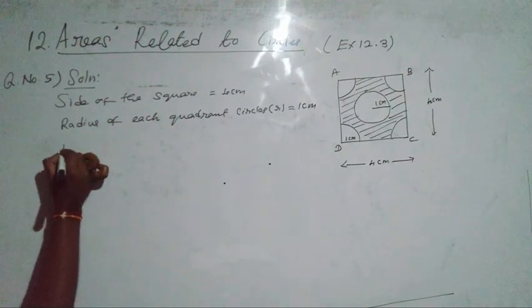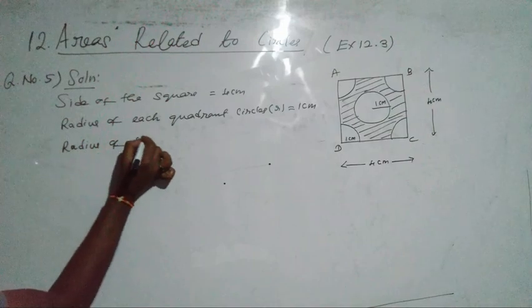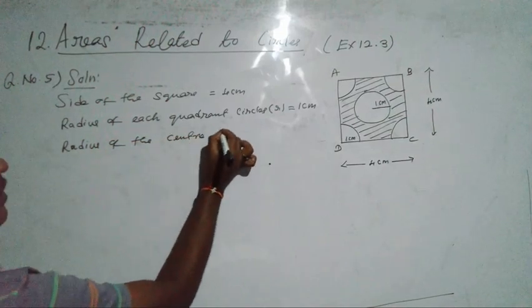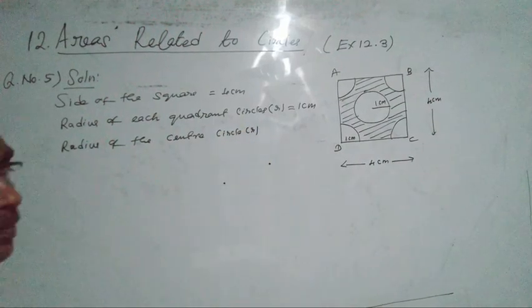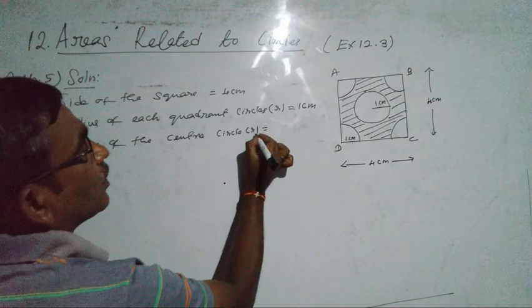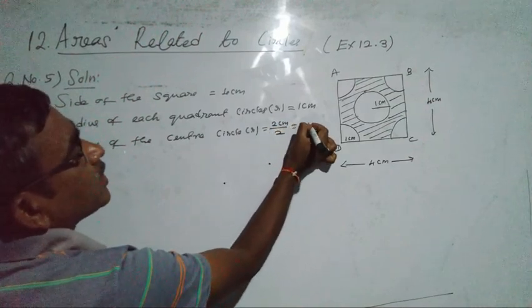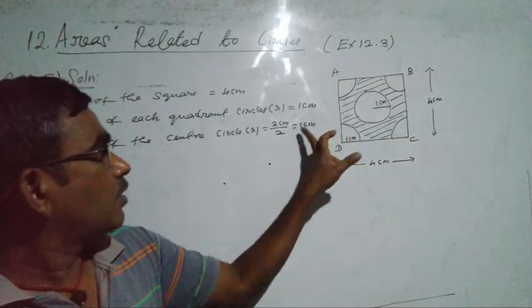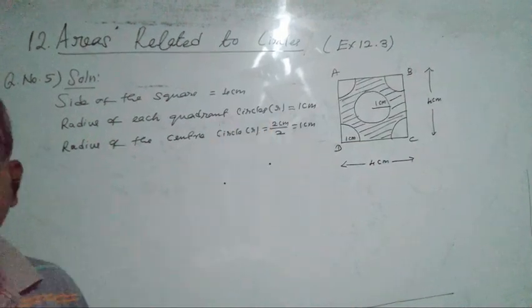Radius of the center circle. The radius is actually diameter by 2, because the diameter is given as 2 centimeter, divided by 2, it is equal to 1 centimeter. Both are equal radius, so I am putting R. Here also 1 centimeter, here also 1 centimeter. So we are using a common letter.